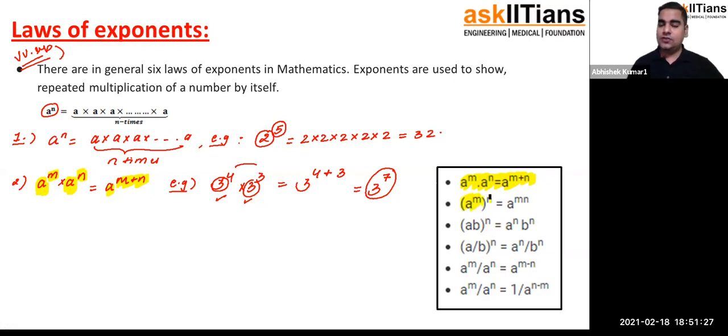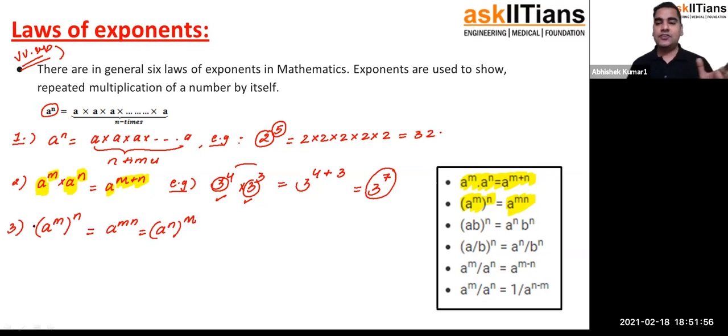Now, what is the next rule we have? Next rule is a raised to the power m, that is further raised to the power n, is equals to a raised to the power mn. So third is, if we have, let's say, exponential form a raised to the power m, and we are raising it to one more power, that is n, then this will be same as a raised to the power mn, and this a raised to the power mn will be same as a raised to the power n raised to the power m.